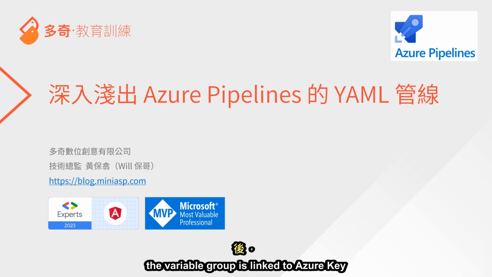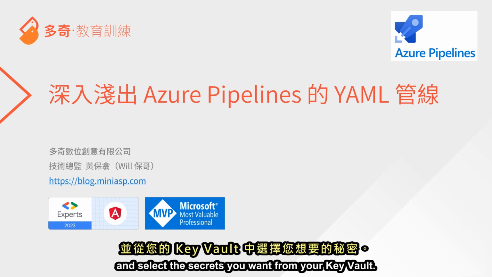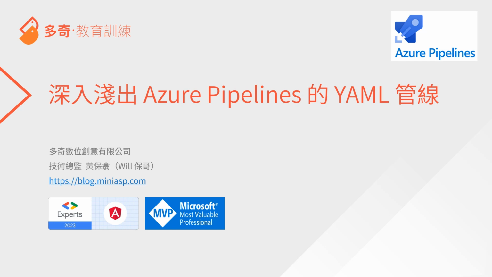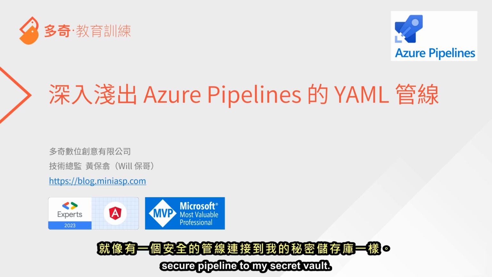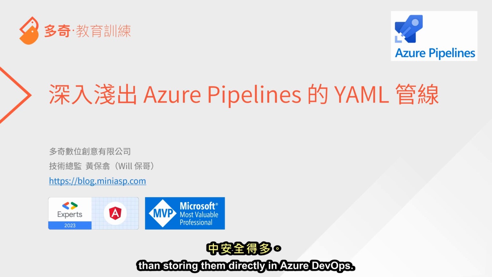Once the variable group is linked to Azure Key Vault, you just add variables to the group and select the secrets you want from your Key Vault. Azure DevOps will pull them in when the pipeline runs, just like with regular variables. Wow, that's slick. Like having a secure pipeline to my secret vault. You got it. Much more secure than storing them directly in Azure DevOps.